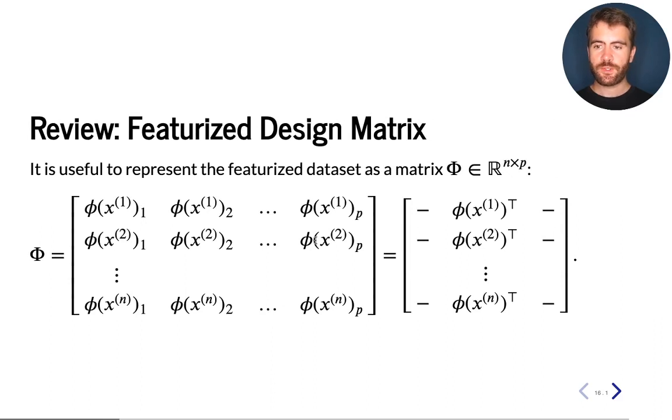In order to define some of these algorithms, we started using this notation, which is that of the featurized design matrix. The way we construct this matrix is that we take all the inputs x, we compute their features. This gives us a vector of features. We make it a column, we take the transpose to make it a row, and then we just stack all of them on top of one another, and this gives us a matrix. The entirety of this matrix is something that we call phi.